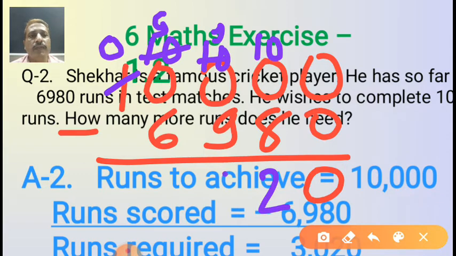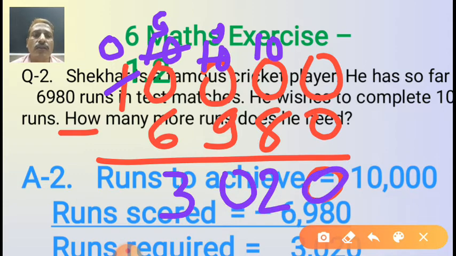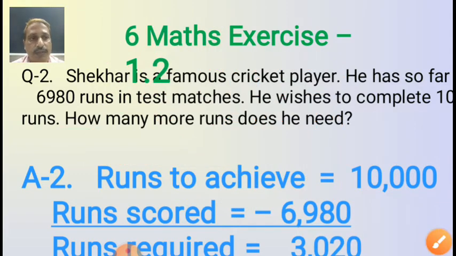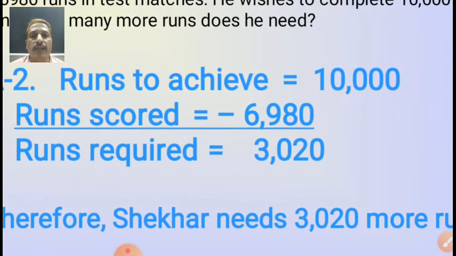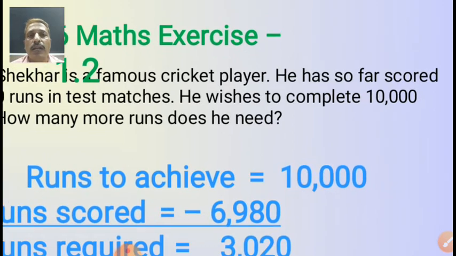9 minus 9 will give you a 0. 9 minus 6 will give you a 3. And 0 minus 0 is always 0. So here is your answer. 3020 more runs Shikhar has to score for completing his wish. Is it? Yes, see, our answer is right. Therefore, we can write Shikhar needs 3020 more runs to complete his wish to score 10,000 runs.